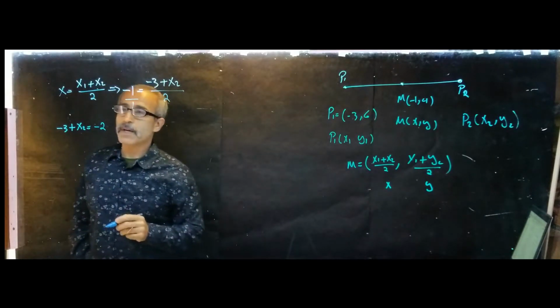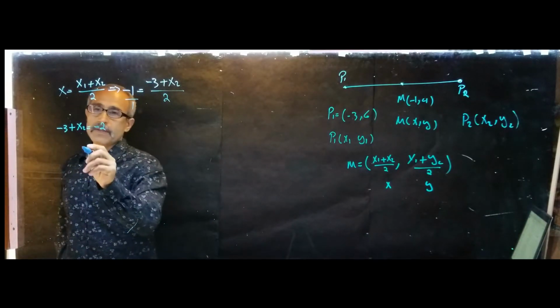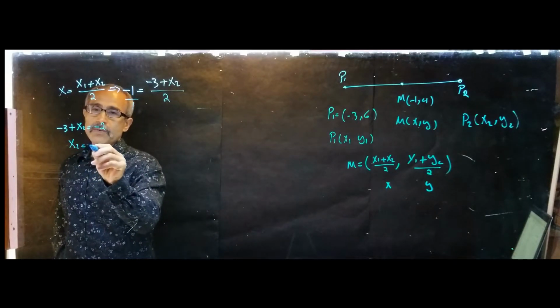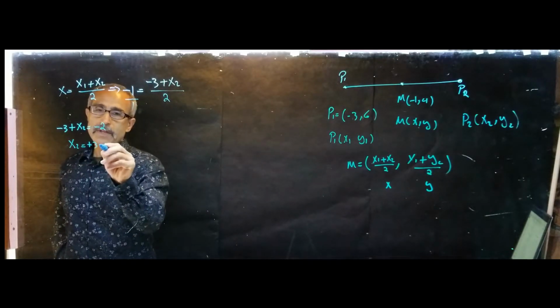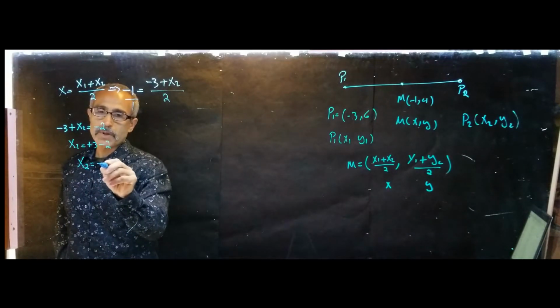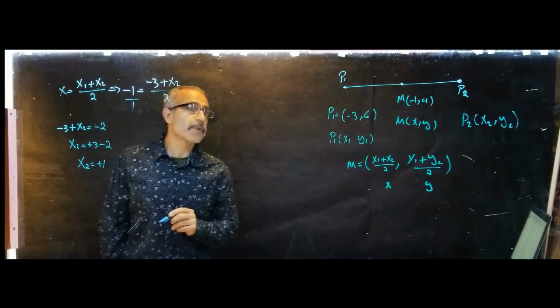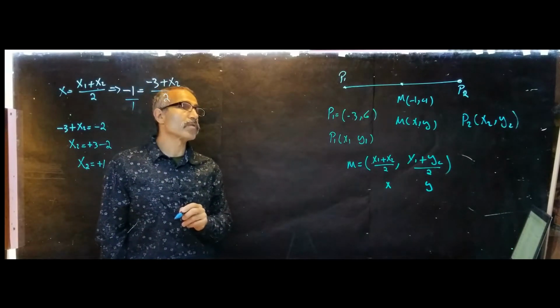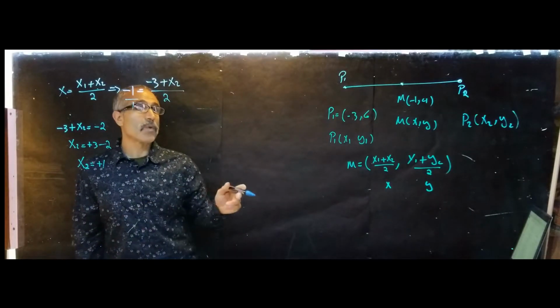Oh, we got something here. Let's get rid of -3 from that side. So x2 is equal to -3 becomes +3, minus 2. And x2 comes out to +1. So there's one of them. x2 comes out to +1. Let's find the y now.